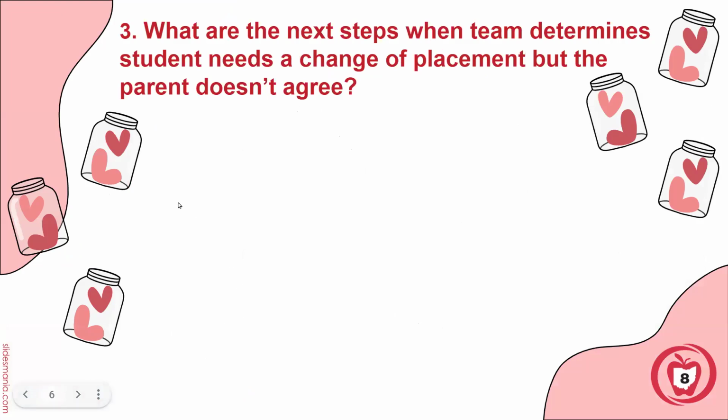All right. The next question is when a team has come to the decision that there needs to be a change of placement for a student. So obviously things are not going well where the student is, the team's met, you've been through all of the things that you do in that process to determine what's going to meet the student's needs. And everyone has landed on, there needs to be a change of placement. What happens when the parent doesn't agree? Sort of what's the next step? What do you do in that case?